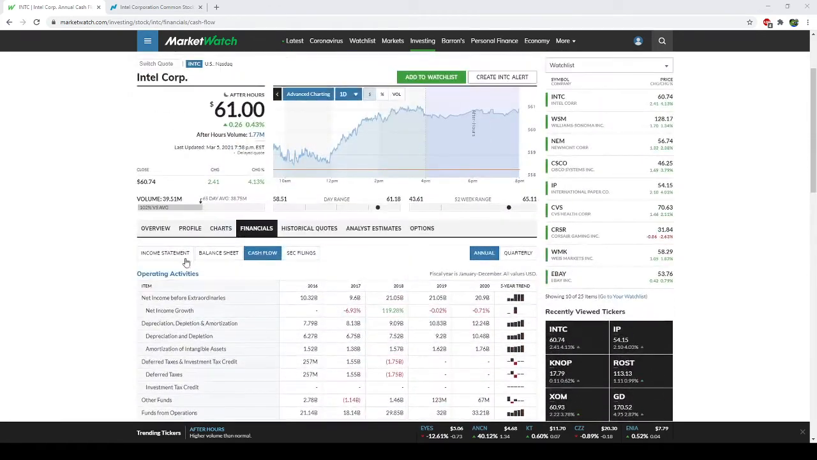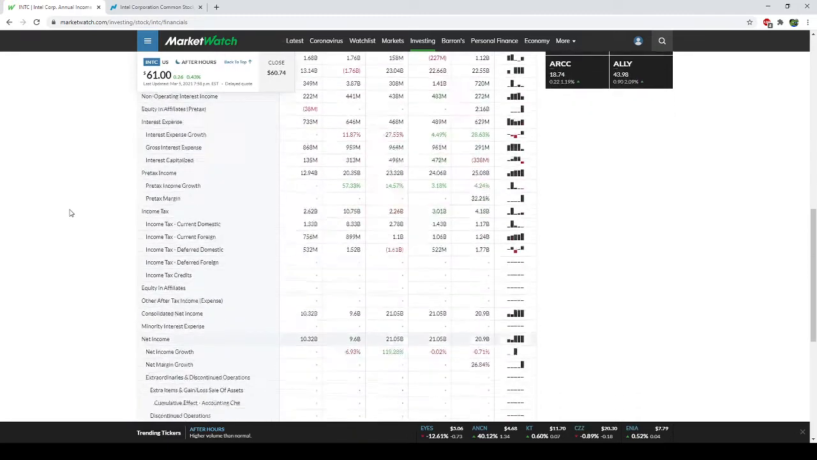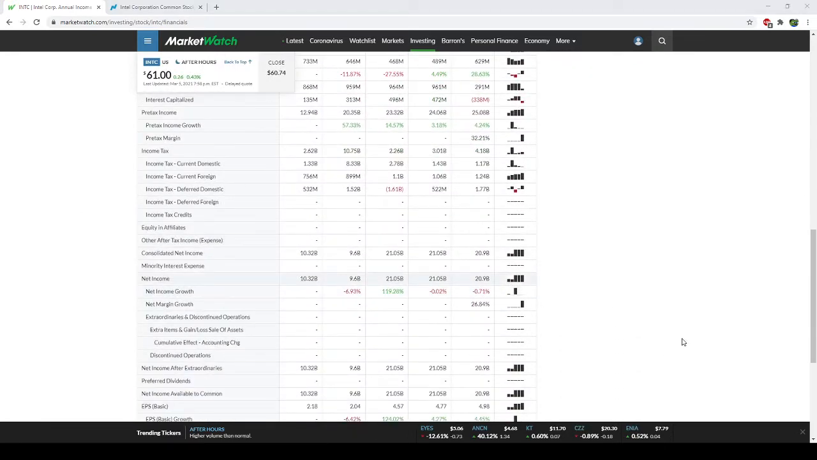Next, we'll head on over to the income statement, and we want to look at net income right here, and we want to do the same thing. We take our 5.41 billion in dividends paid. We divide that by 20.9 billion in net income. And again, that gives us about a 25% payout ratio of income, well below our 50% mark.